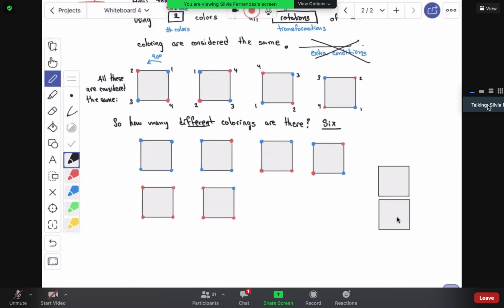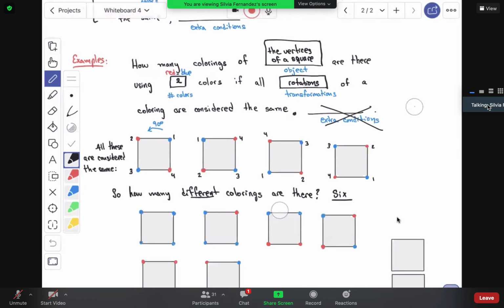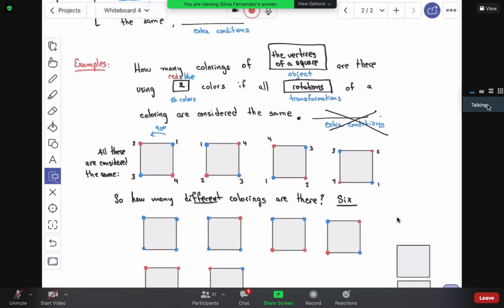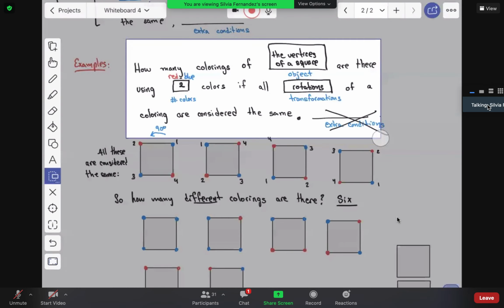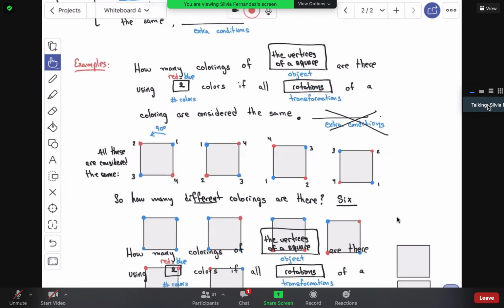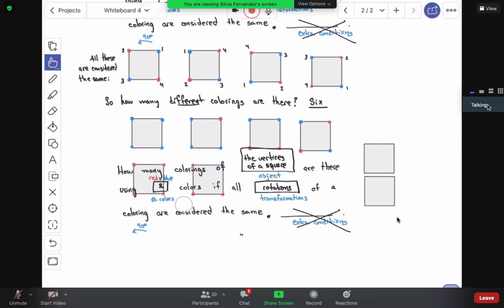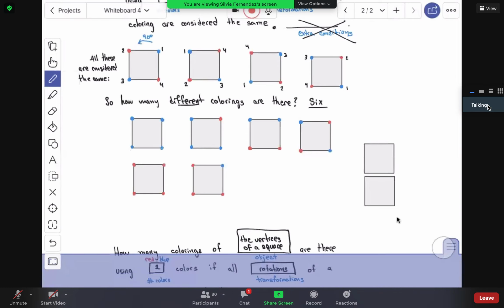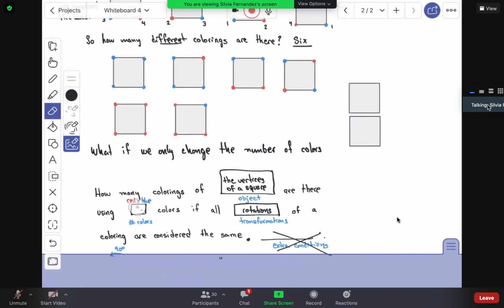What should I do now? Oh, okay. So what if I change the number of colors? So what if I take this same problem, but I change the number of colors, right? I'm just gonna move that over here. So what if we only change the number of colors? So this time, instead of this, I'm just going to change these 2 to 10, let's say. Okay, everything else remains the same.